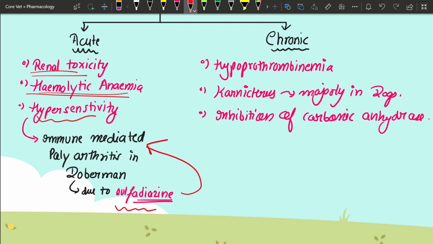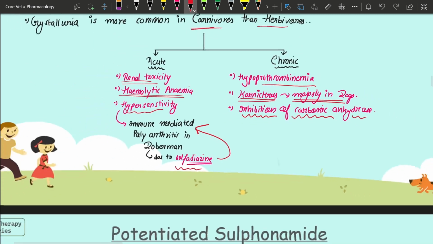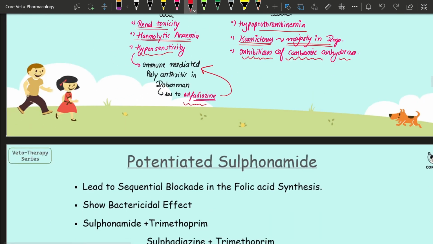If we talk about the chronic adverse effects, you could see hyperprothrombinemia. Cardiac arrest is also a common case in the chronic, majorly seen in dogs, and it also leads to the inhibition of carbonic anhydrase, which is important in the transport of oxygen in your blood circulation, right? So I guess this was all about the sulfonamide.